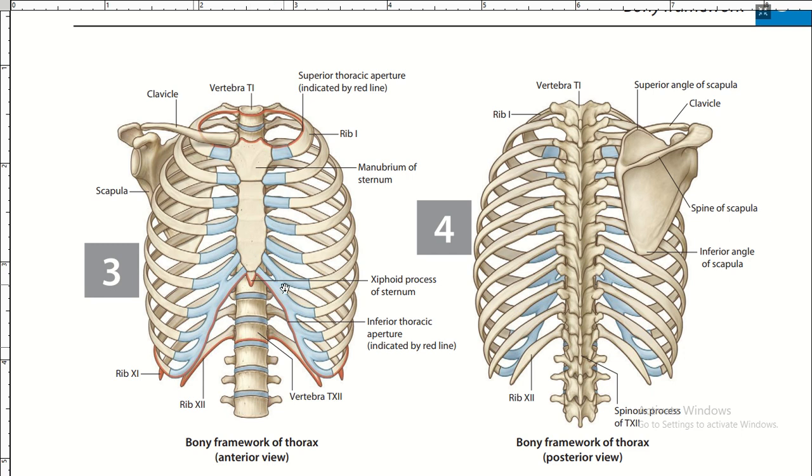Right, so that is everything about the joints, the superior and inferior apertures, and the suprapleural membrane.